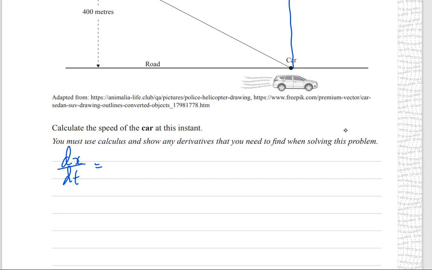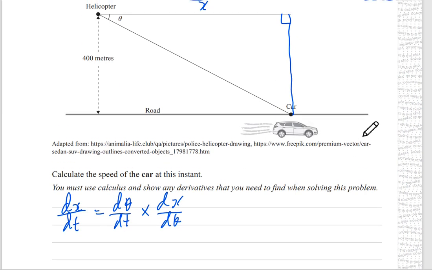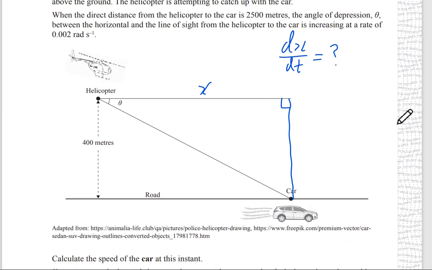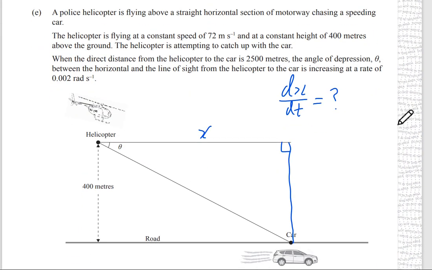We have to use what we have. So d theta dt is given, which is 0.02 radians per second, times by, I see I have to times by dx d theta. So obviously we have to find the relationship between x and theta, isn't it? So according to the question, this hypotenuse is 2,500 and that is 400, isn't it? Opposite is 400. So I can tell tan theta equals 400 over x, isn't it?